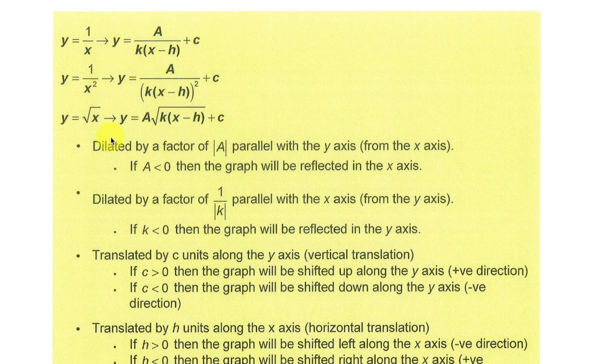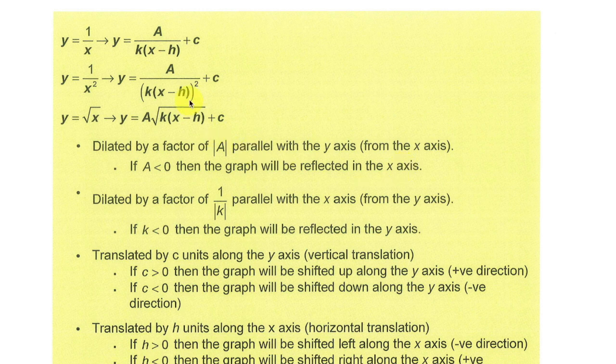Here's the three functions that we've been working with: hyperbolas, truncuses, and square root functions. And now what I've got is the variations of them. All right, we've got an A and the K is happening there as well. Let's look at the A. We ignore the sign of it, and we have that parallel with the y-axis, that is from the x-axis. Every y value has been multiplied by that. If A is negative, then the graph will be reflected in the x-axis.